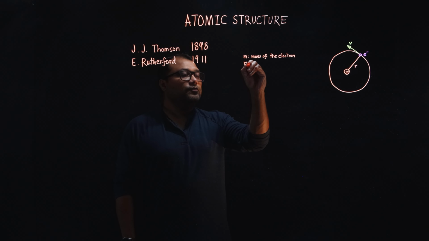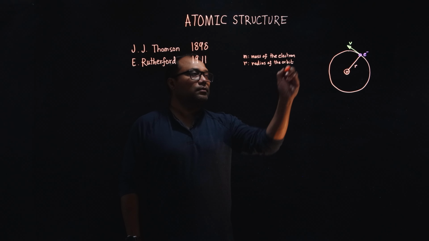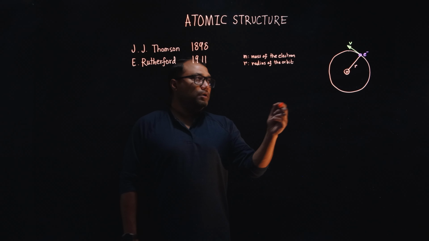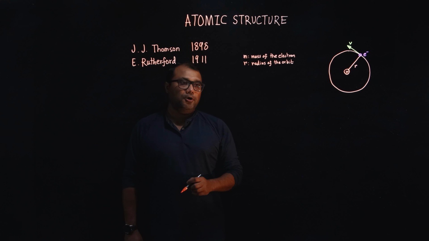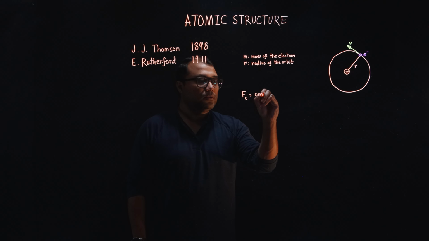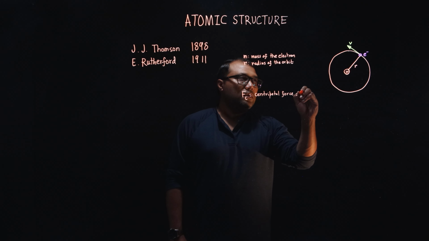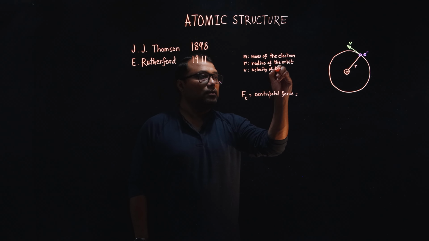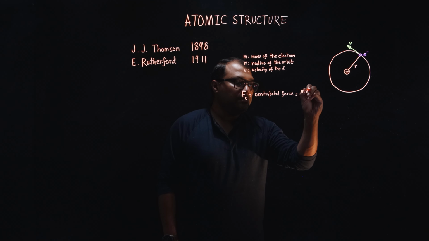R is the radius of the orbit. Okay. So because the electron is moving with constant speed in a circular orbit, there is a centripetal force, which, if v is the velocity, will be mv squared by r.